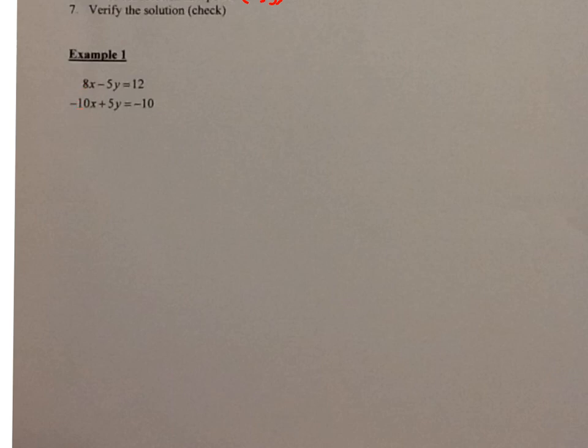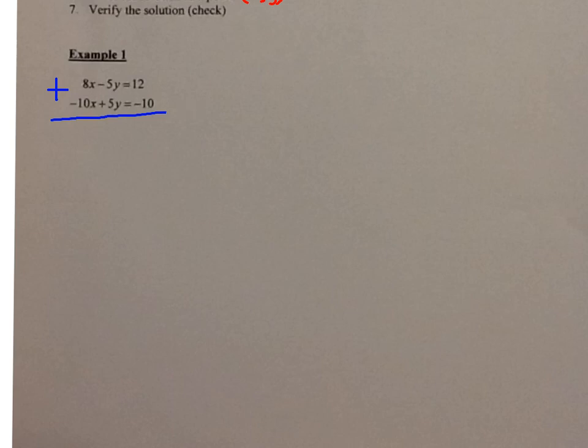But look at the y's. I have negative 5y and positive 5y. These are opposites. So these will cancel out if I add them. So that's what I'm going to do. I already have opposites, so I don't have to do anything but add. So I'm going to draw a line underneath and add.